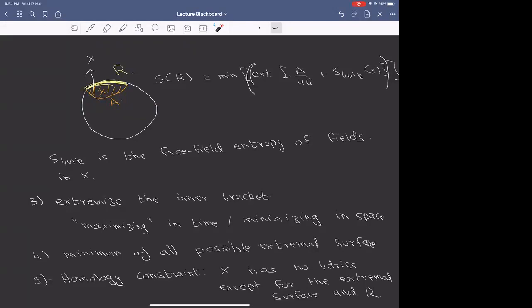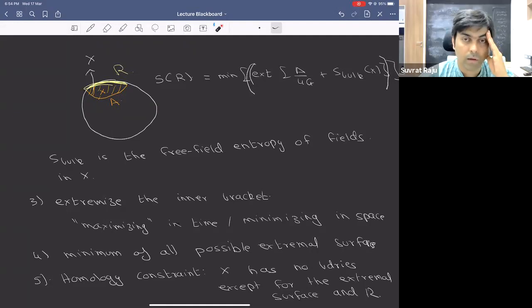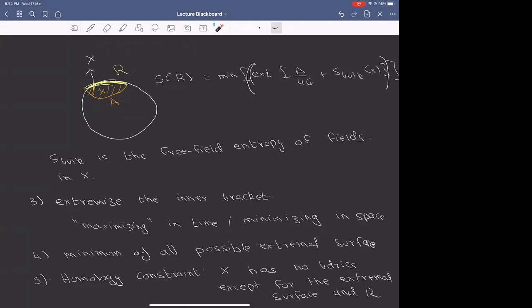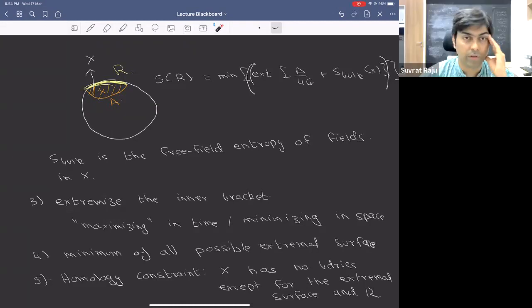Okay, and the variation is over X over here. We're finding an extremum, so the variation is over what? We are varying over all possible surfaces. Every surface defines a region X, and then you look for the surface which gives you the extremum of this combination, the area by 4G plus S bulk of X.